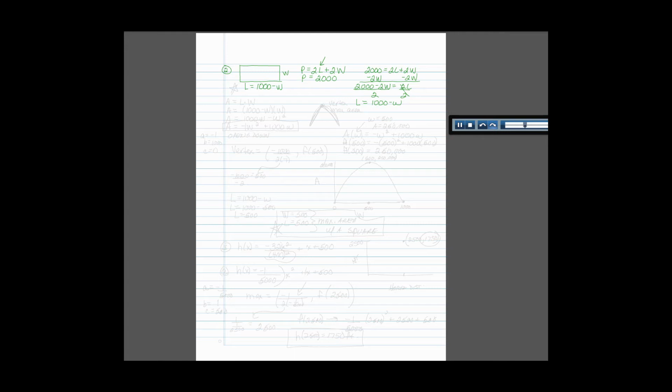Okay? We also know that with a rectangle, area is length times width. So I know the area is, substitute back what I just found for L, 1,000 minus W times width, which is just W. Distribute that out, and the area is 1,000W minus W squared.